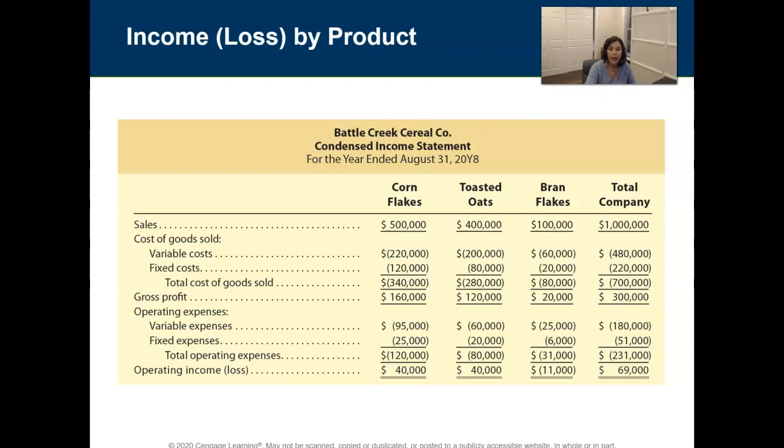bran flakes. Now, if we just stop making bran flakes, our corn flakes and our toasted oats are going to have to absorb that $26,000 in fixed costs that's been allocated to the bran flakes. The fixed costs don't just disappear if we stop making the item, because again, they're fixed, and this is just how we've allocated them. We're still going to incur them whether or not we make a single bran flake.